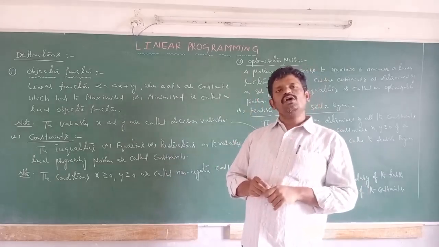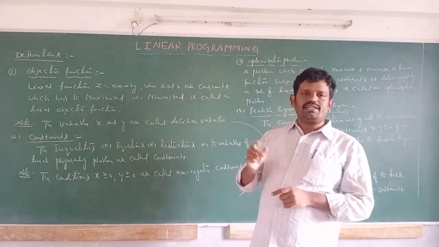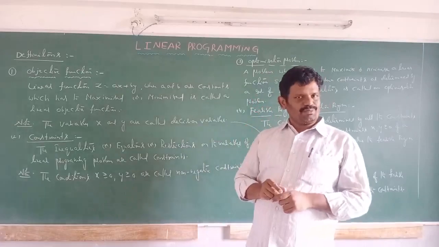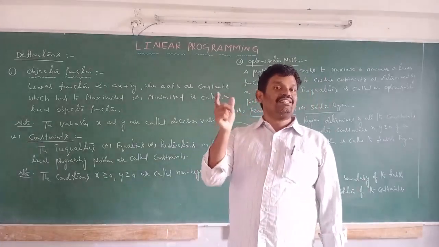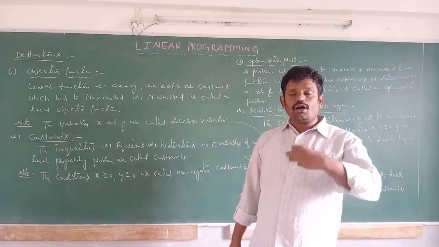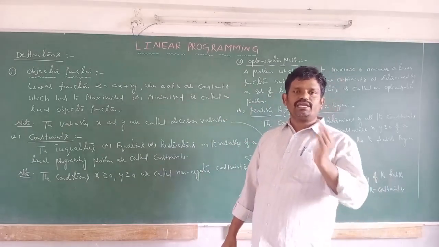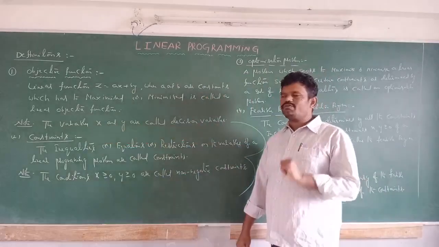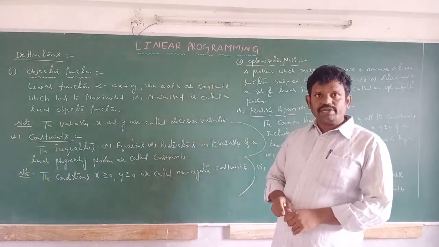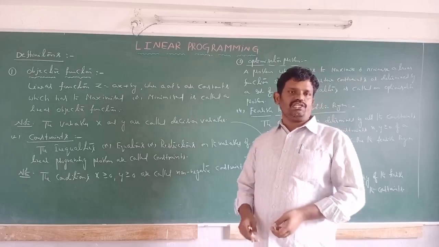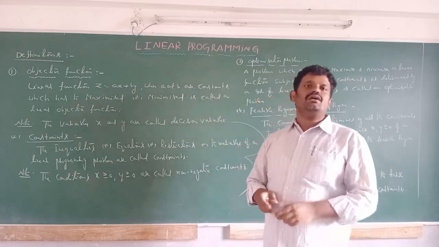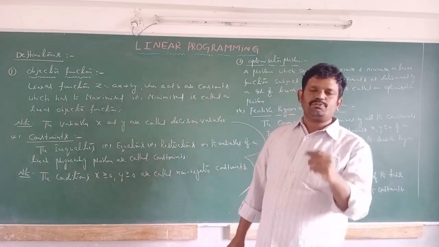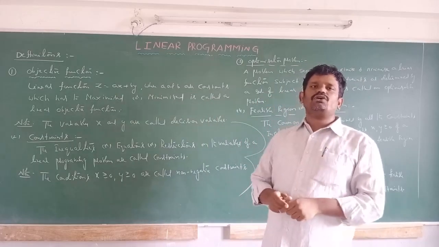In the previous example, the objective function is z equal to 250 into x plus 75 into y. In the objective function, the variables x and y are called the decision variables. Next, constraints are nothing but inequalities, where we multiply the number of chairs by each chair cost and the number of tables by each table cost.